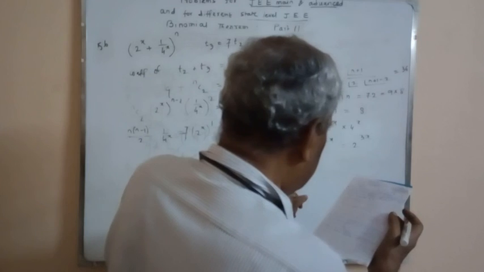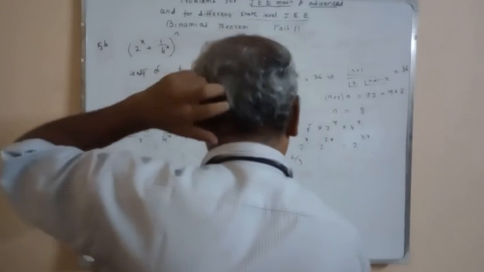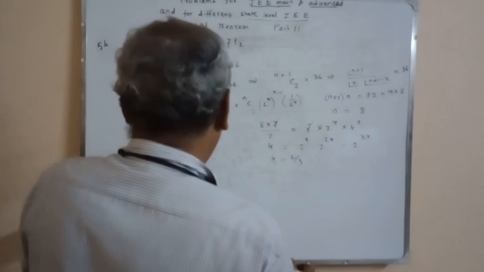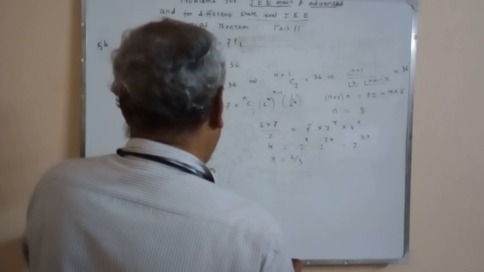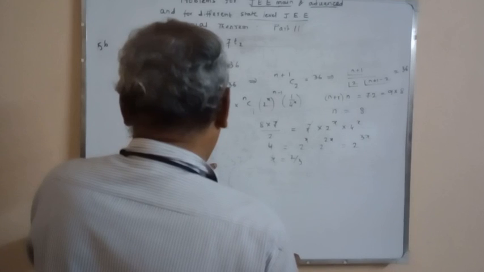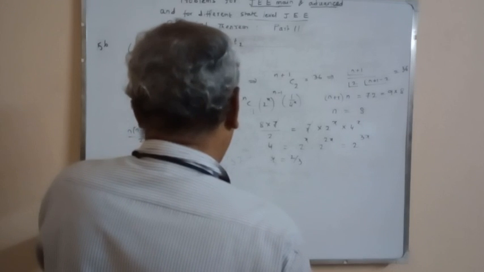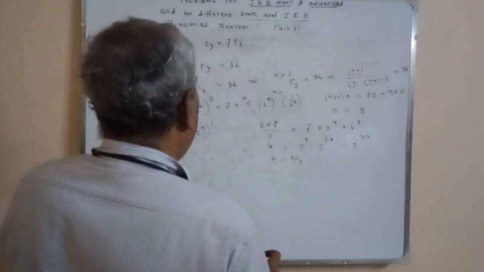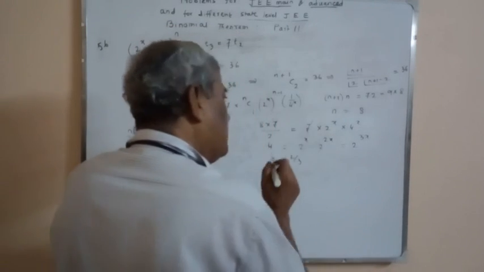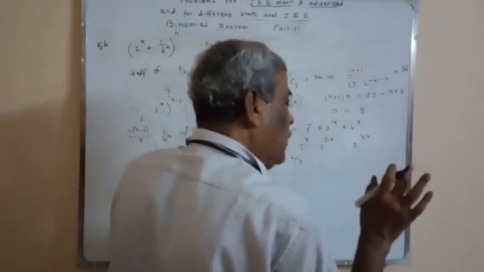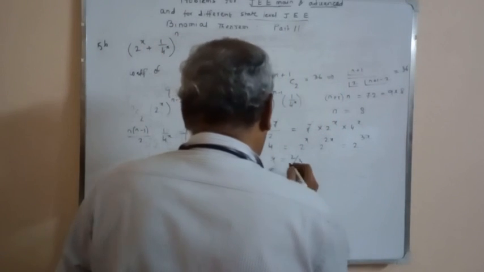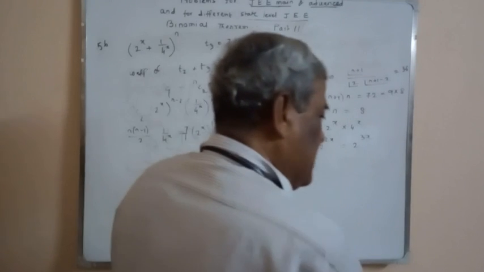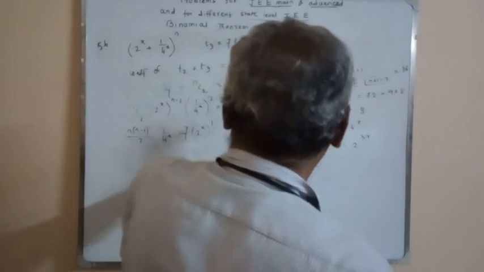And I have done some mistakes. It would be negative. That's okay. If you try, all the calculations are okay. Only you check the calculation. It may be minus 1 by 3. Okay, please try to find where I have done the mistake.